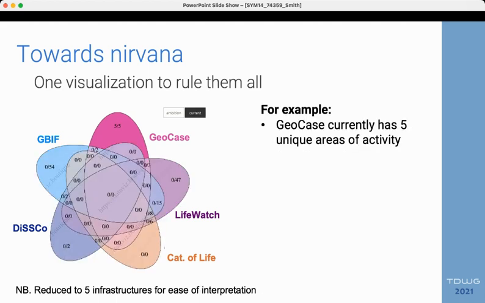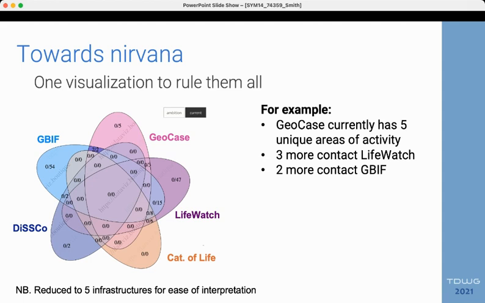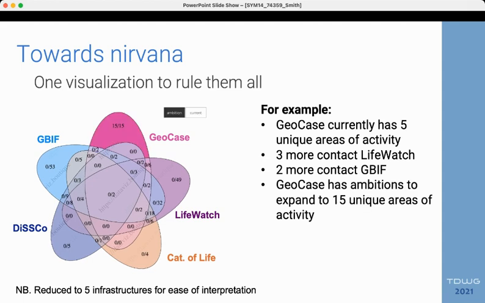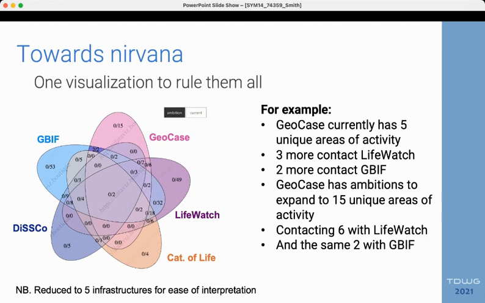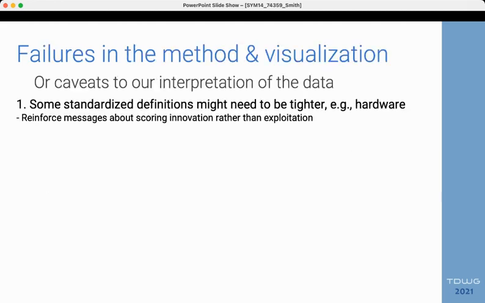So for example, if we take GeoCase, which is a geo or earth science infrastructure, they have five unique areas of activity, three contact LifeWatch, two contact GBIF, 15 areas are what they're planning to expand into over time. Six of those would contact LifeWatch, two of those GBIF. So that might, for example, pose some questions about should GeoCase enter those spaces and how are they different?